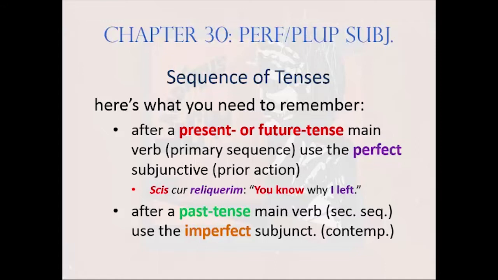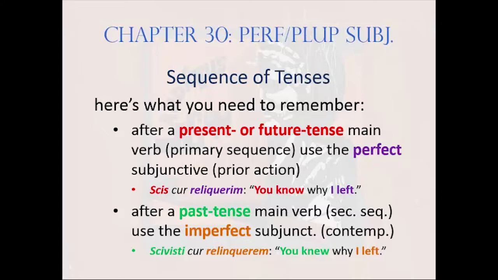But if the main verb is past tense, thus the sentence is in secondary sequence, and the subjunctive verb in the clause shows contemporaneous action, use the imperfect subjunctive in the clause. For instance, scivisti cur relinquerem. You knew why I left. Relinquerem is imperfect. This whole part of the chapter comes down to this fact.